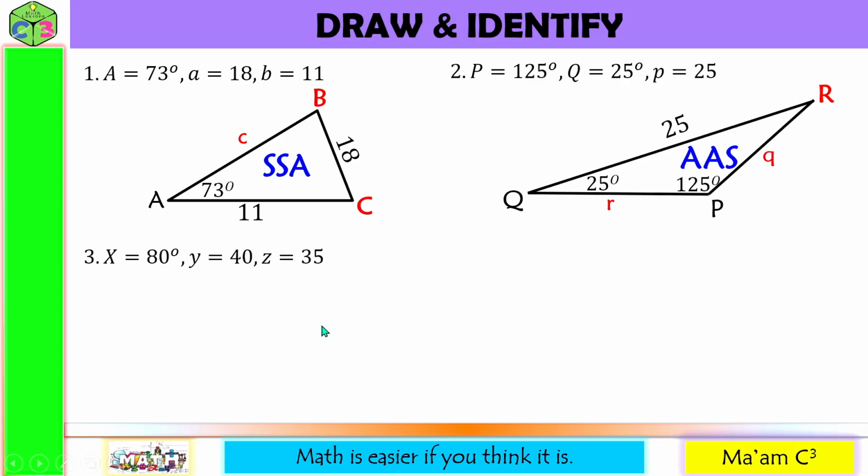Next one, number 3. I have angle X equals 80 degrees, side y is 40, side z is 35. Let us create a triangle.